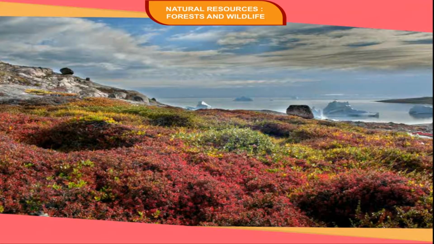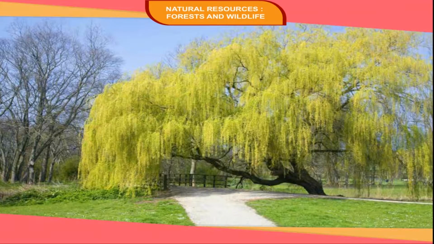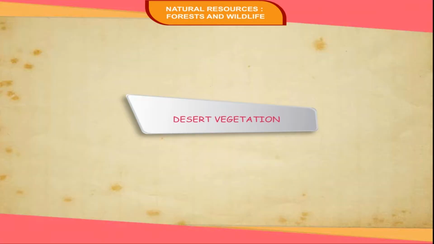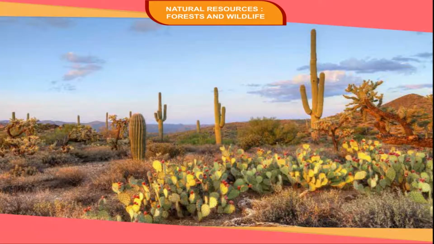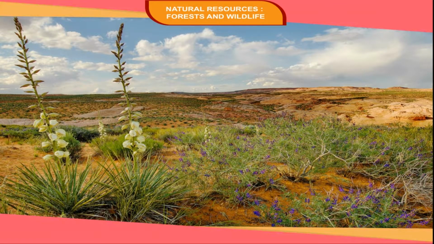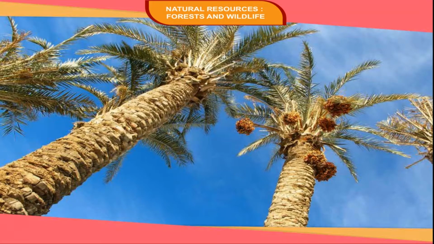The main species of plants are birches, junipers and willow trees. Desert vegetation. In the hot dry deserts of the world, rainfall is low and vegetation cover is negligible. Here, only drought-resistant plants and xerophytes can grow. The main species of plants are cactus, date palms and acacia.